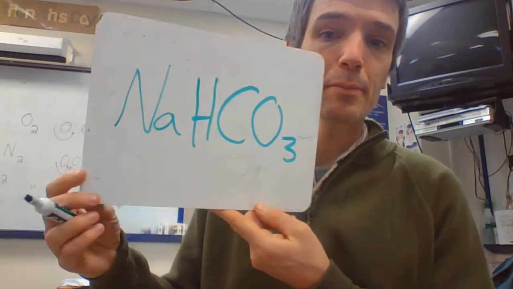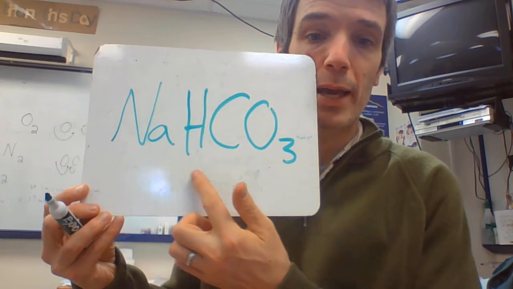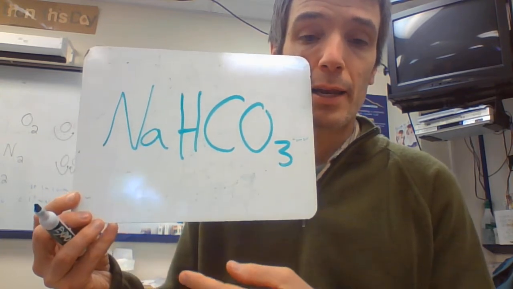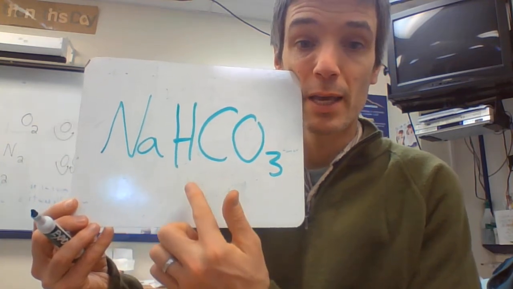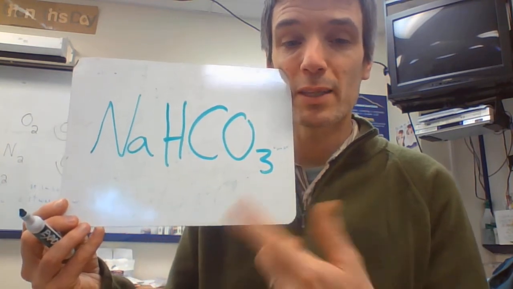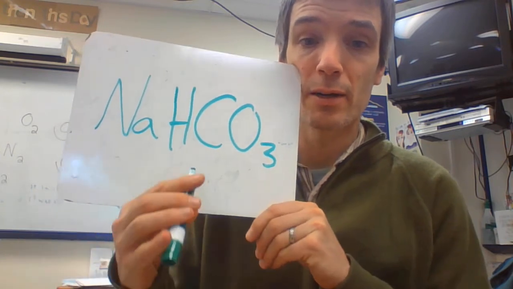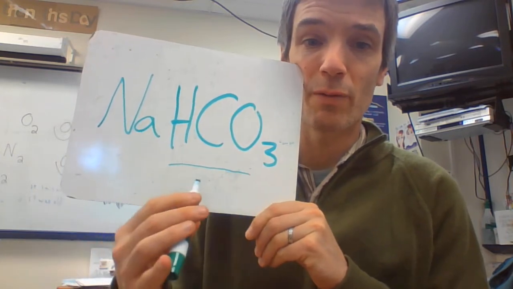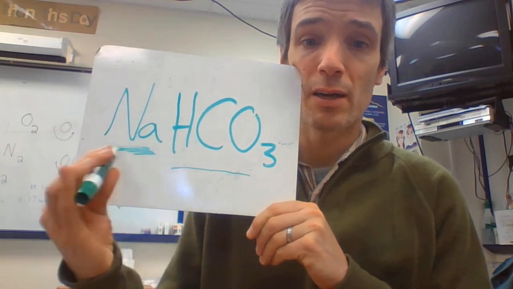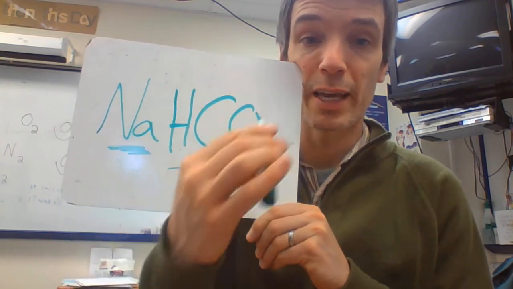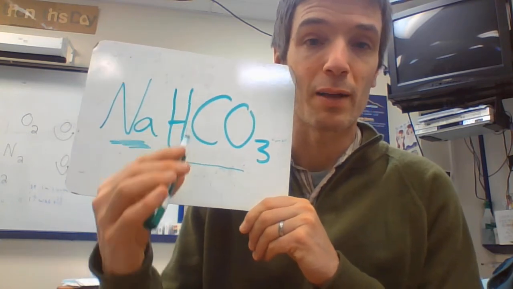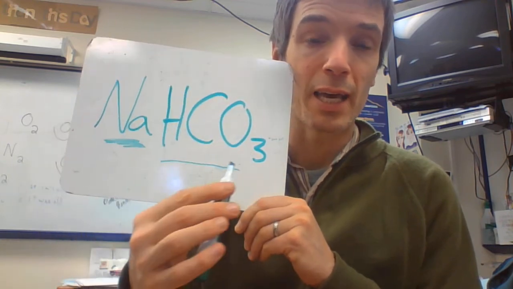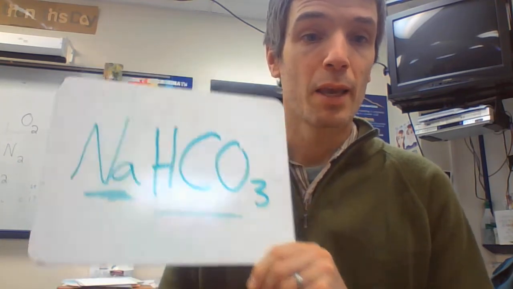Now, here we got sodium HCO3. This one's a little tricky too because I've got a metal, sodium, and three nonmetals. So what this means is the bonds here between these are covalent, but the ones between this and everything else are ionic. So you would call this an ionic compound, but it does have covalent bonds within it. However, the whole thing together is an ionic compound. And that's the whole stick.